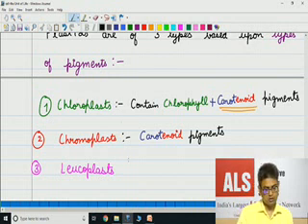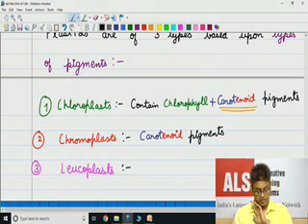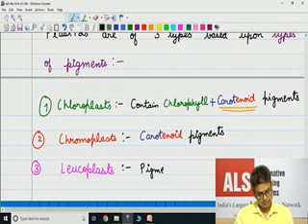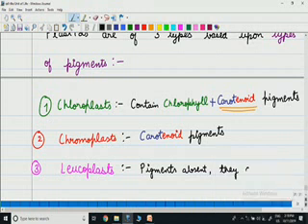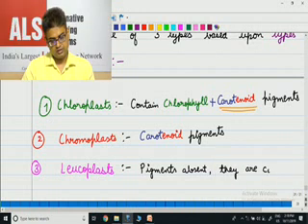Next, coming to the leucoplast. Leucoplasts do not have any kind of pigments. Pigments are absent. So they are colorless plastids.